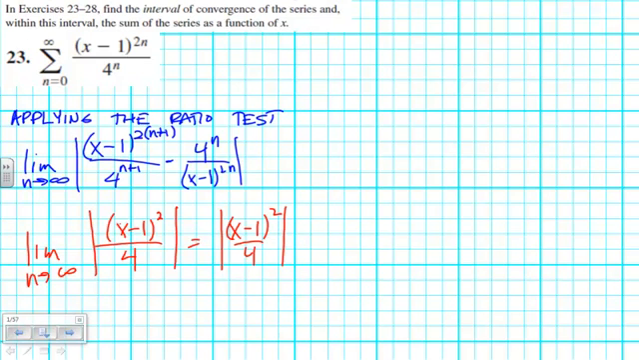And now we have to ask, when is that less than 1? Well, let's find out. The absolute value of (x minus 1) quantity squared over 4 is less than 1 when negative 1 is less than (x minus 1) quantity squared over 4, which is less than 1. Multiply by 4. It's the same difference. Negative 4 is less than (x minus 1) quantity squared, which is less than 4. Square root all three terms.